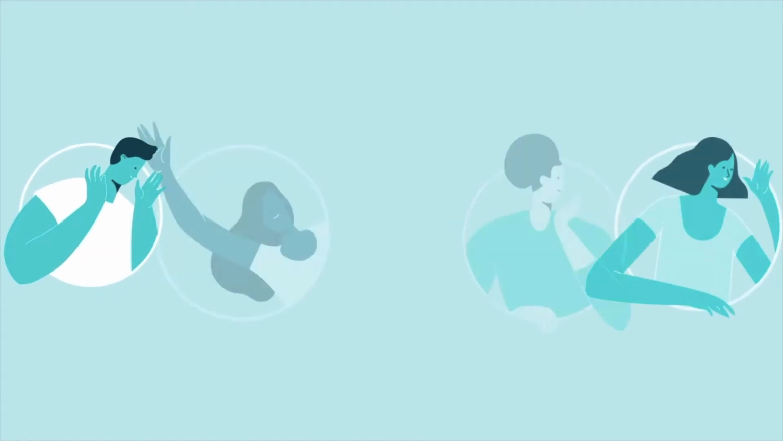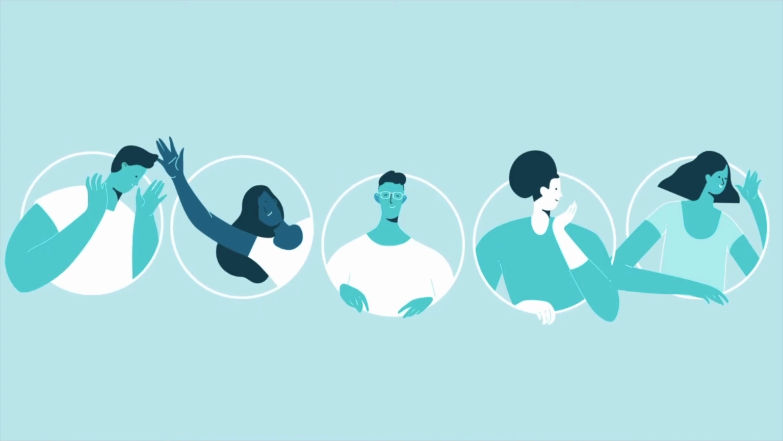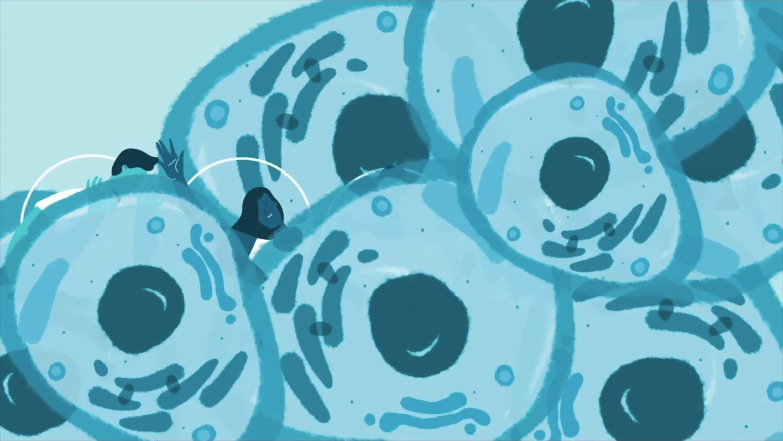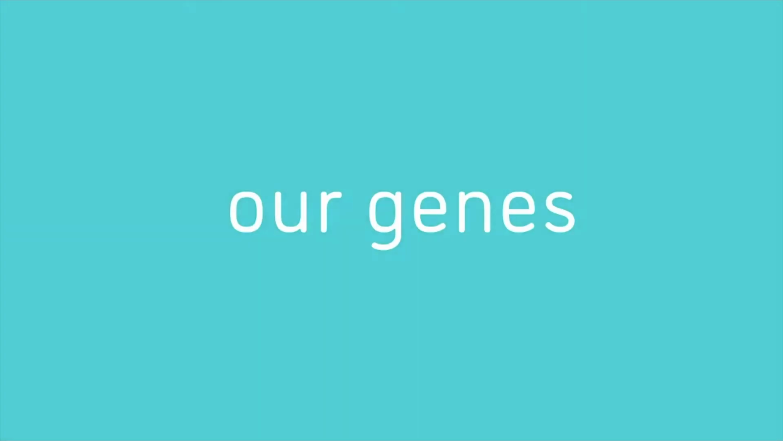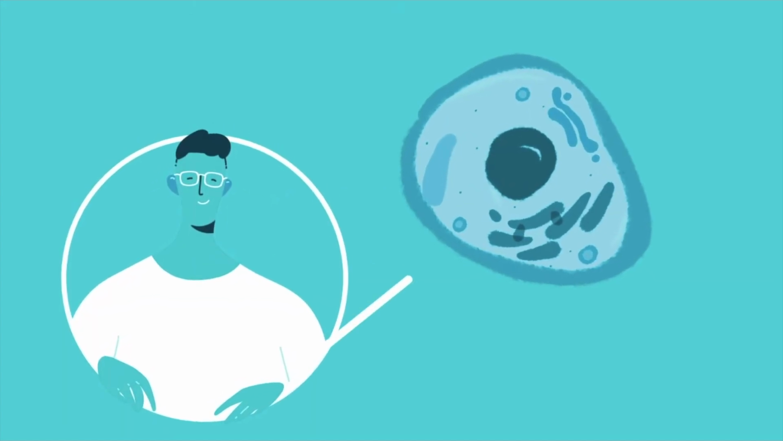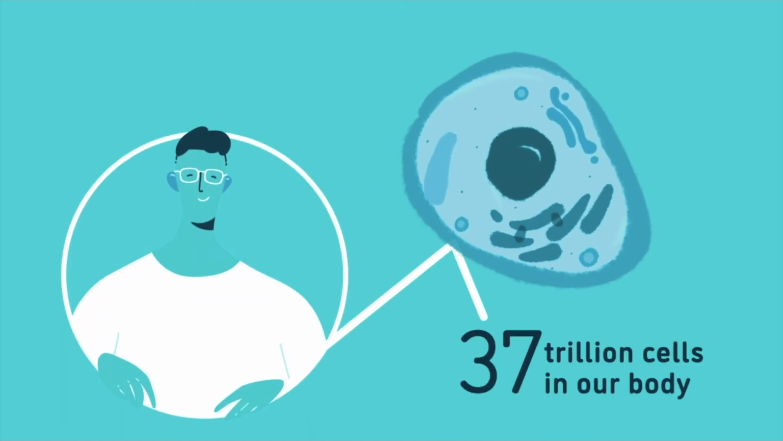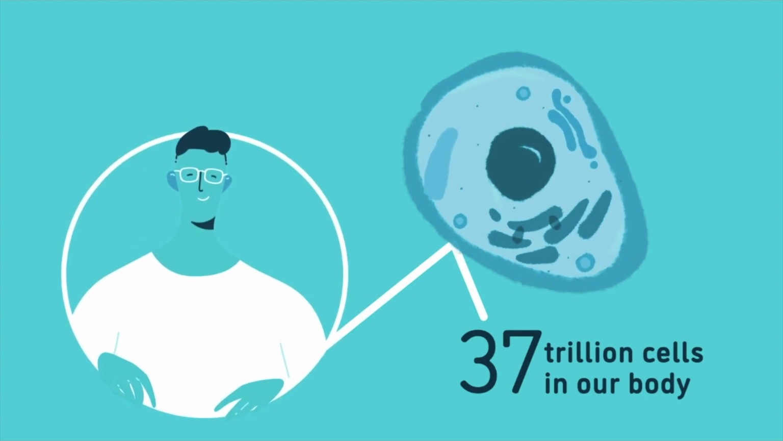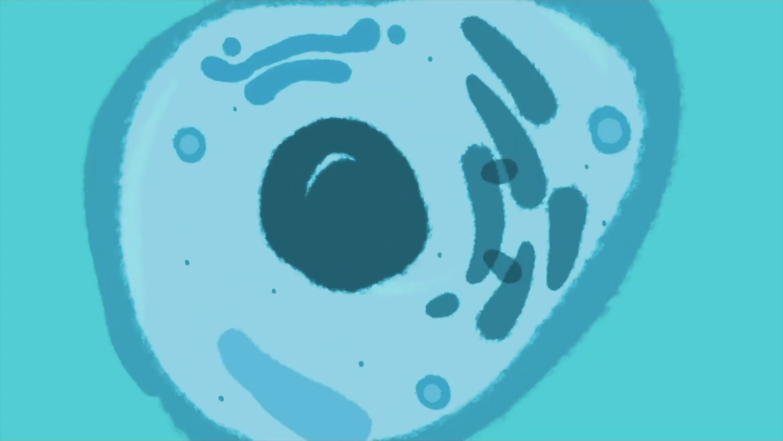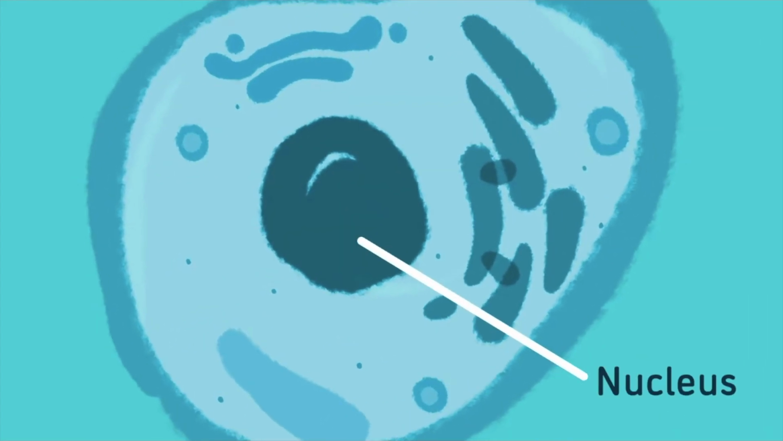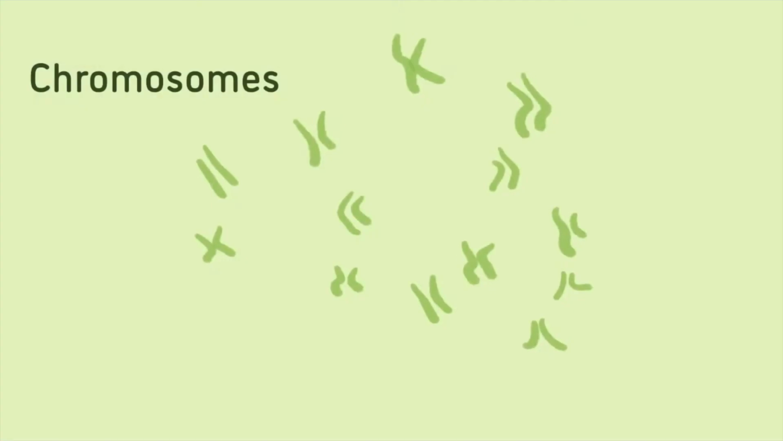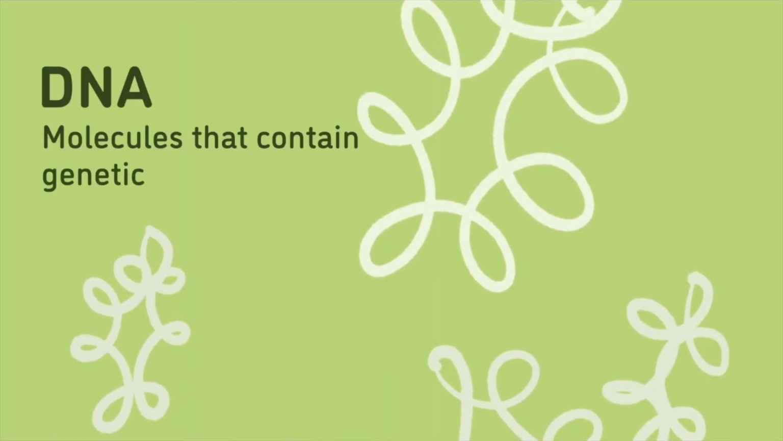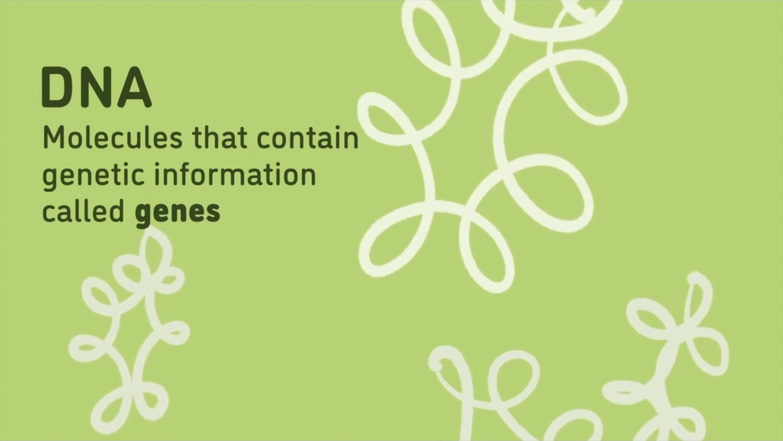Every person in the world is different. We all have physical characteristics and quirks that make us unique. But what biologically makes us who we are? Our genes. Genes are found in every one of the 37 trillion cells that make up our body. To define what a gene is, let's look closer at one of those cells. Every cell has a nucleus, and inside every nucleus are chromosomes. And all chromosomes are made of DNA, molecules that contain genetic information called genes.